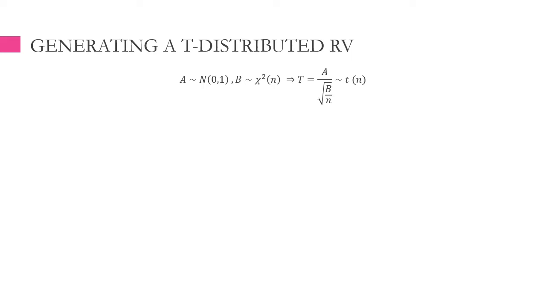Okay, so if we have a standard normal and a chi-squared with n degrees of freedom, and we take the standard normal and divide by the square root of this chi-squared divided by the number of degrees of freedom that the chi-squared has, that particular function will have a t-distribution with n degrees of freedom.